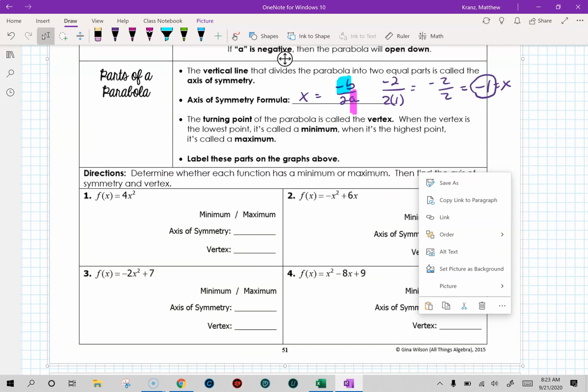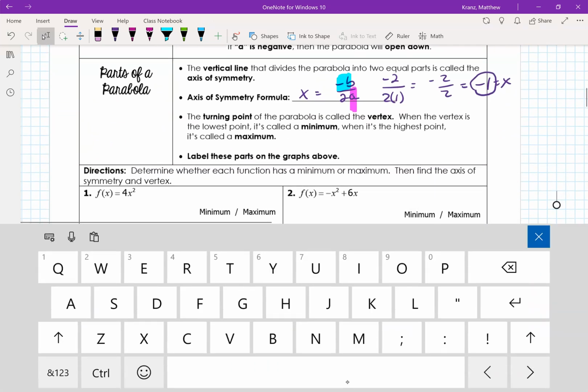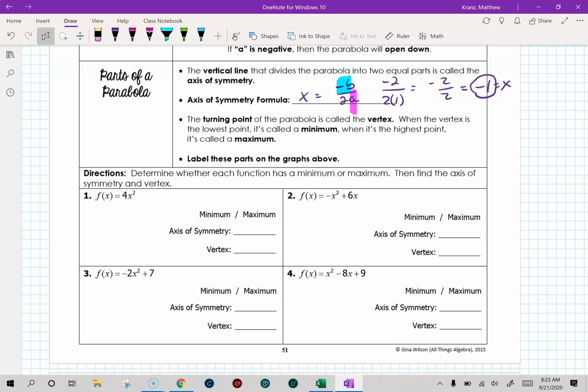Let's determine whether each function has a minimum or maximum, then find the axis of symmetry. Right here, I notice that this 4 is positive. So that's going to have a minimum, because it's going to look like this. To find the axis of symmetry, you have -b over 2a. There is no b, because technically this is 0x plus 0, so b is just 0. Your a is 4. So 2 times 4 is 8, and 0 over 8 is just 0. So our axis of symmetry is x equals 0.